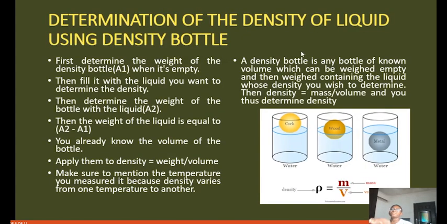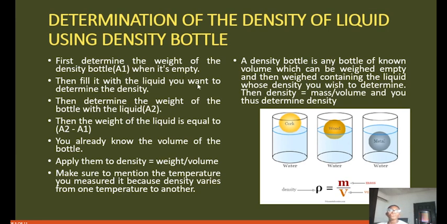Determination of density of a liquid using the density bottle. How can we determine the density of a liquid using the density bottle? These are the steps we are going to take. First, determine the weight of the density bottle, because that is what you want to use to determine the density of that liquid. So you determine the weight of the density bottle as A1 when it is empty.